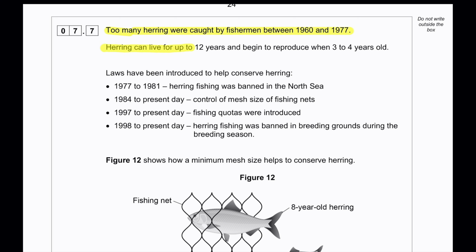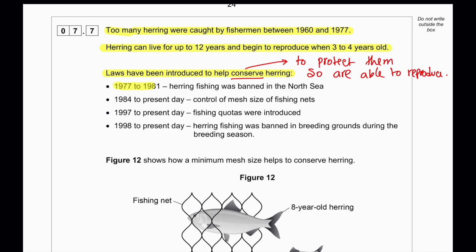Too many herring were caught by fishermen between 1960s and 1977. Herring can live for up to 12 years and begin to reproduce when 3 to 4 years old. Laws have been introduced to help conserve herring. So here the conservation means to protect them so they're able to reproduce. 1917 to 1981, herring fishing was banned in the North Sea. 1984 to present day, control of mesh size of fishing nets.